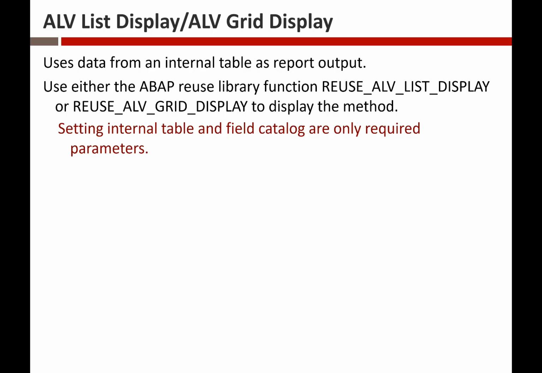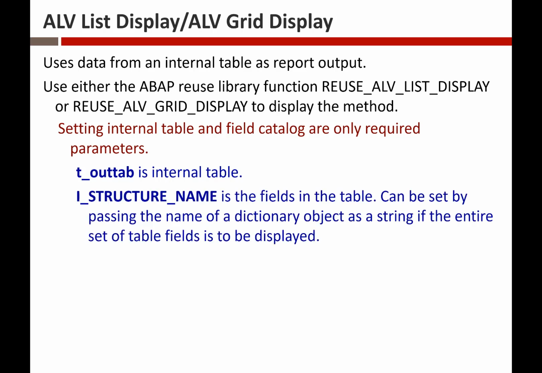In fact, you will see that there's a whole bunch of different parameters that can be passed to these methods and that we can receive back from these methods, but only 2 of them are required. And so that's what we will place our focus on. There's T_out tab, which is an internal table that we pass to this for the sake of telling us what the guts of the table are. And then I_structure_name is the fields in the table that is set in what's called a field catalog.